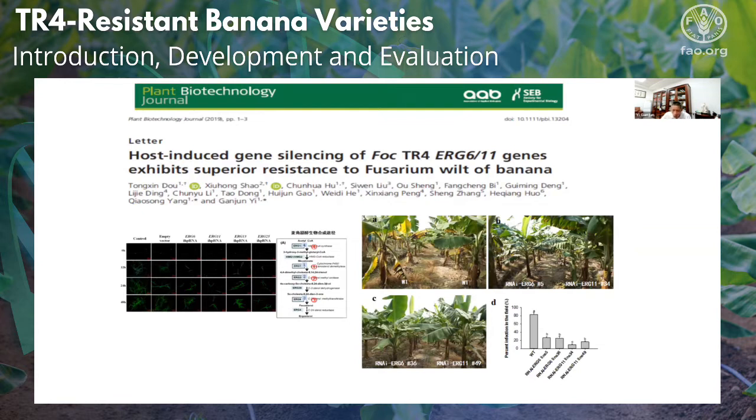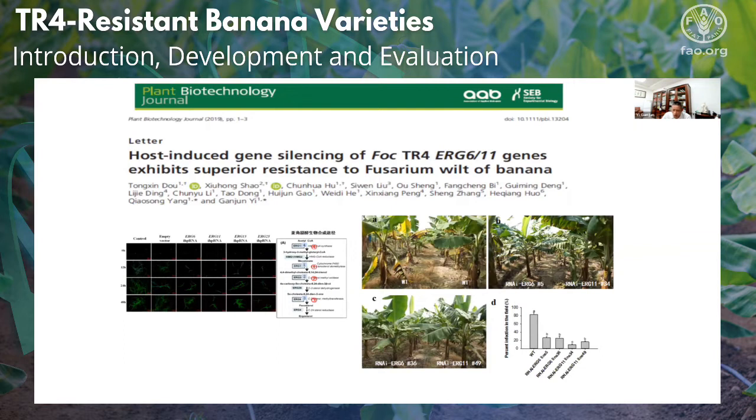We used two materials. One is the Cavendish banana, Baxi, where the infected rate is around 20%. And also, because these genes also exist in tropical race 1, we transferred these genes to Gros Michel. And then you look here, the Gros Michel also has high resistance to tropical race 1 and race 4.